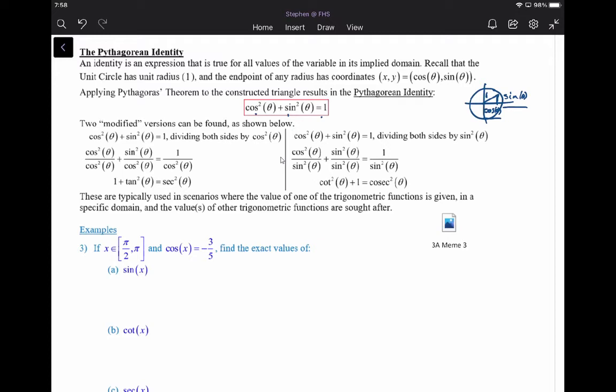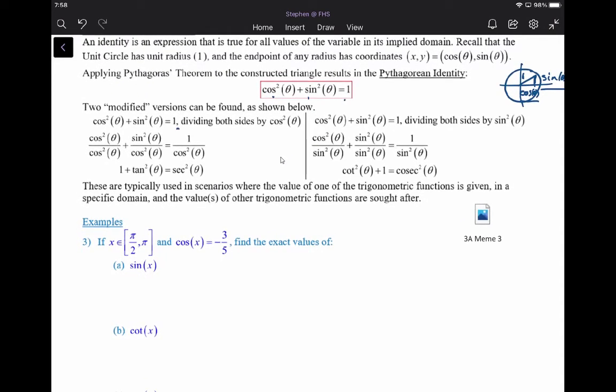But sometimes there is also a need to use what we call the two modified versions. So if you take this Pythag identity, and then you divide both sides by cos squared, what ends up happening is you end up with 1 plus tan squared is equal to sec squared. So that's what we call the modified Pythag identity number 1. In a similar way, you can take the same identity and divide both sides by sine squared theta. What you end up with is cot squared plus 1 equals cosec squared.